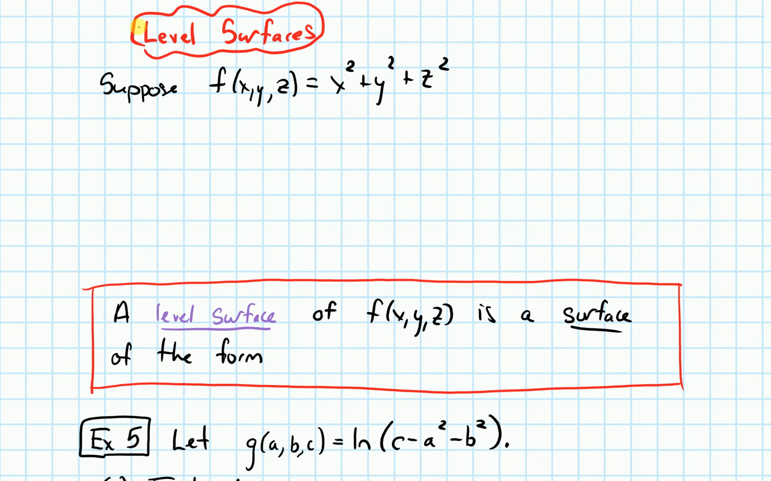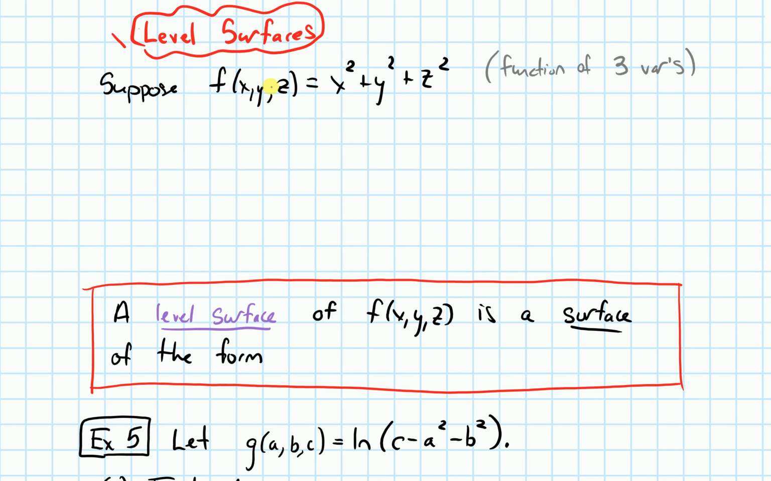In this video, we will talk about what level surfaces are. So I want to begin with an example. Let's suppose that we are looking at the function f of x, y, z equals x squared plus y squared plus z squared. So this is now a function of three variables. That just means I'm inputting values for three variables, for x and the y and the z.